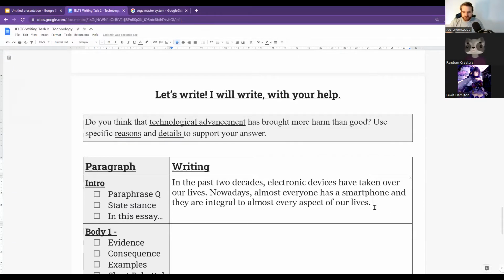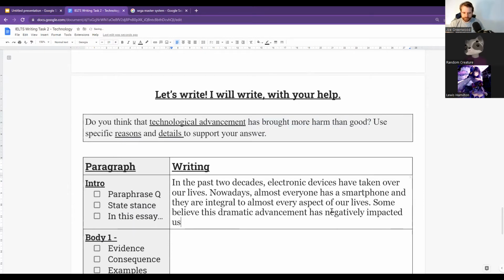Yeah, so nowadays almost everyone has a smartphone, and they're integral to almost every aspect of our lives. Some believe what? This advancement. Now I want to paraphrase this. I'm going to say this dramatic advancement. Some believe this dramatic advancement, what? I want to say something like this. Any suggestions? Has made a bad effect or something. Yeah, okay. Has negatively, let's say, has negatively impacted us.